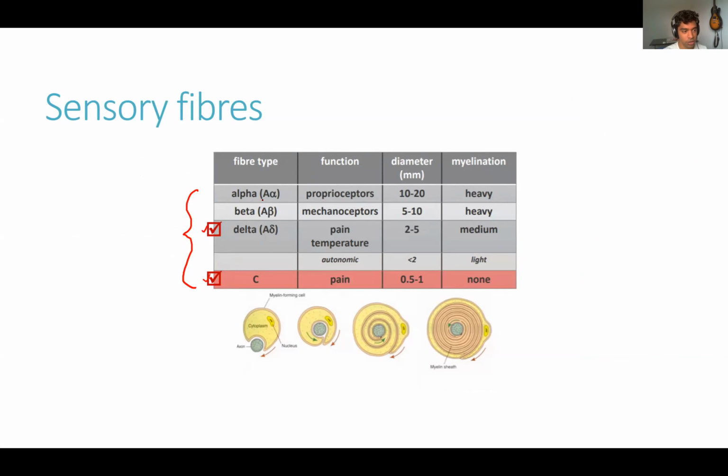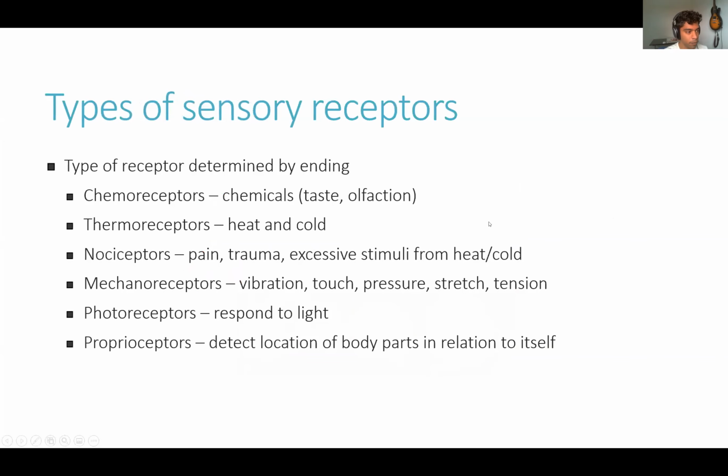Your myelination, so you go A alpha, A beta, A delta, and then C. Your myelination decreases as you go down to none at C. Your diameter decreases. Obviously, these ones will be faster. These ones will be slower. A alpha is involved in proprioception, so that's awareness of where your limbs are in space. Mechanoreceptors are controlled by A beta, and A delta controls pain, and C controls pain as well. So these are your types of receptors. You guys should know most of these receptors already.